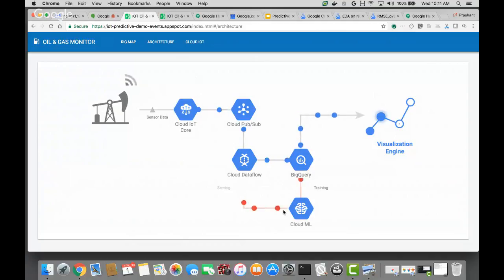We go through phases. We first define a use case. After we define a use case, we define what our features and labels are, and then we do data exploration to see that those features have predictive power. And then we identify which kind of model architecture we should build.